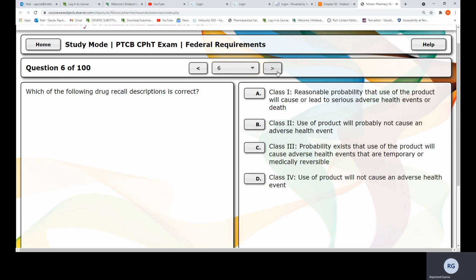Which of the following drug recall descriptions is correct? Class 1 means there is a reasonable probability that the use of the product will cause or lead to a serious adverse health event or death. Class 2, use of the product will probably not cause an adverse health event. Class 3, probability exists that the use of the product will cause adverse health events that are temporary or medically reversible. And class 4, use of product will not cause an adverse health event.